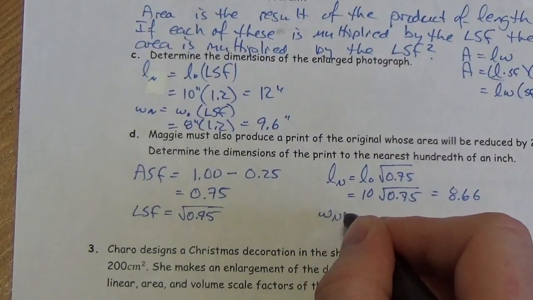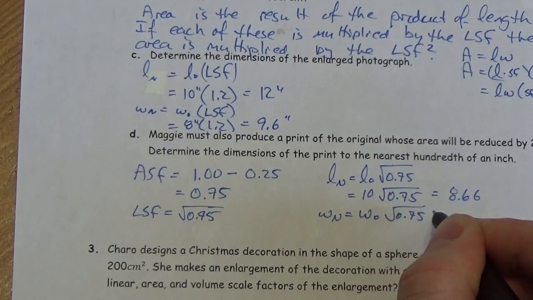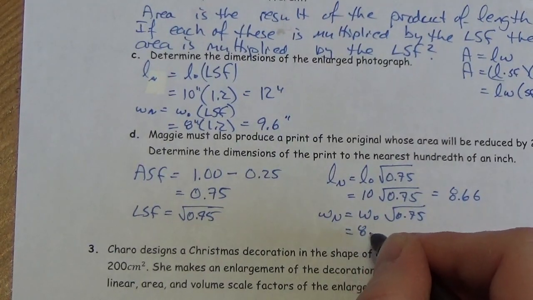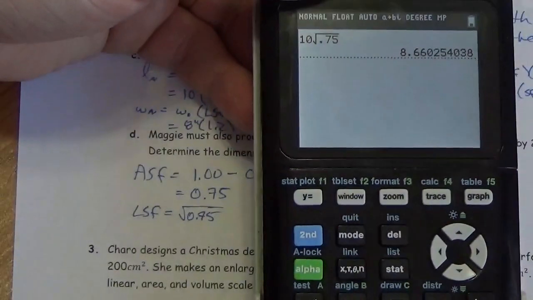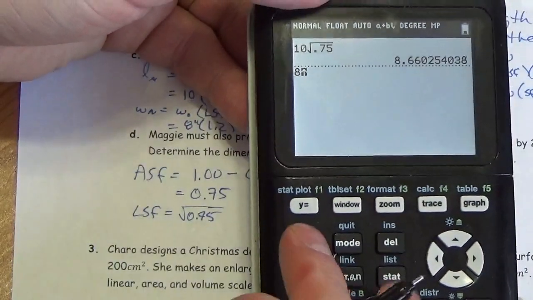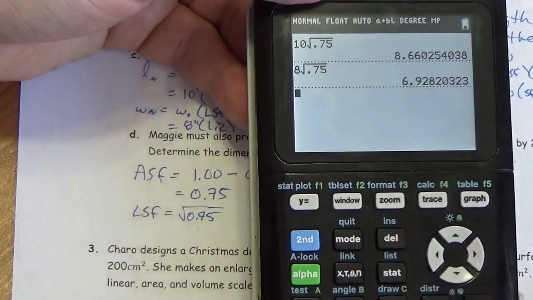The width of the new is going to be the width of the old multiplied by the square root of 0.75. So it's going to be 8 multiplied by the square root of 0.75. Same thing, 8 multiplied by the square root of 0.75, 6.93.